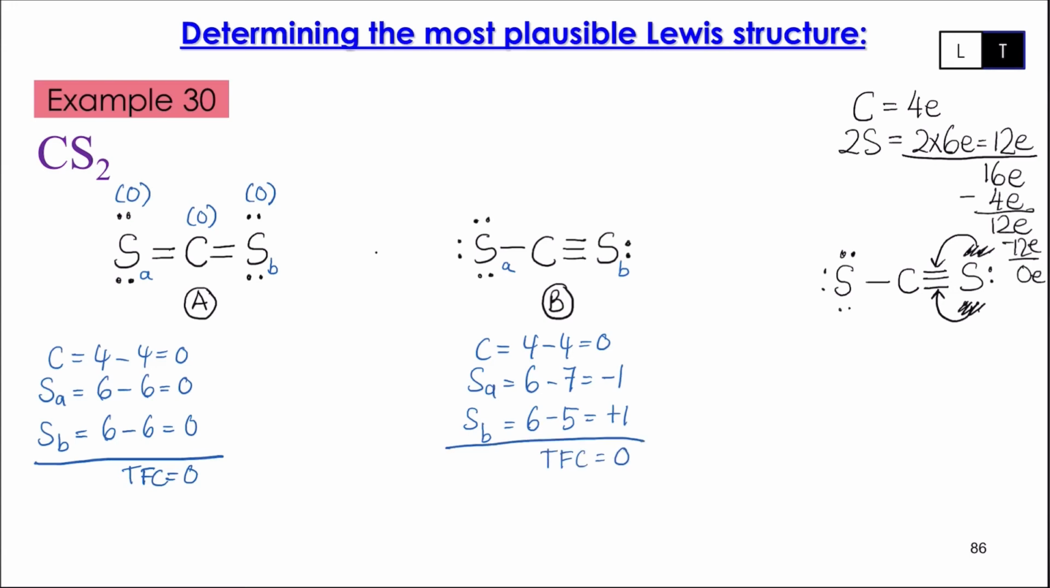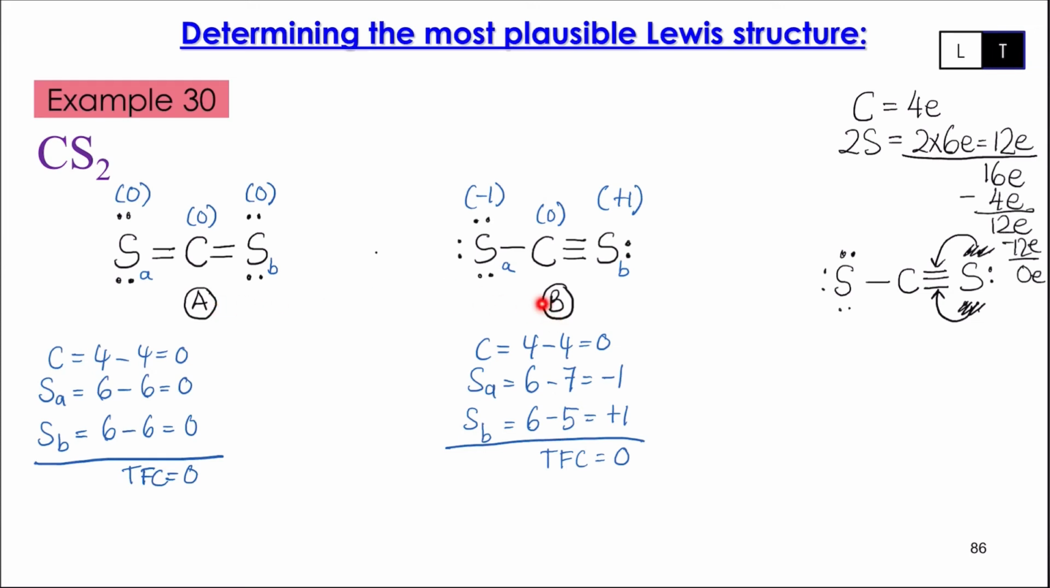Okay, then next one, jangan lupa awak masih lagi perlu label the formal charge. Saya akan label carbon untuk structure B, 0. SA adalah negative 1 and then SB adalah positive 1. So, sebab tu total charge dia masih lagi 0. So, now, macam mana saya nak tentukan the most plausible Lewis structure antara A dan B? So, it depends on your labeling. Saya guna A dan B.